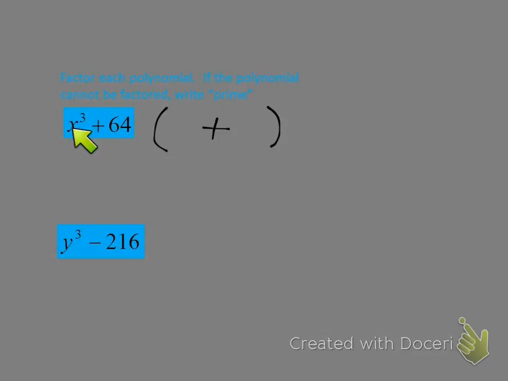For this to work, this first term has to be something that's being cubed. The second term has to be something that's being cubed. So what's being cubed on the first term here? X. X is being cubed. What's being cubed in the second term? 4. 4 times 4 times 4 gives you 64. Once you have that, then X is your A, 4 is your B.